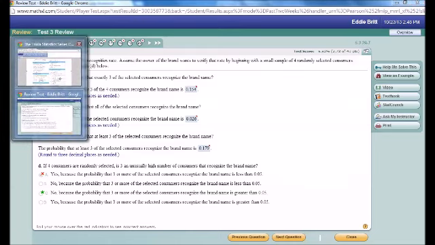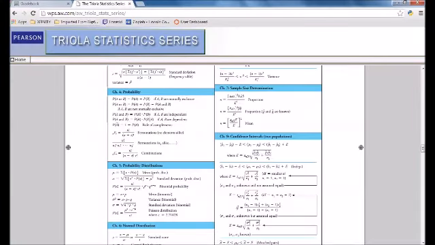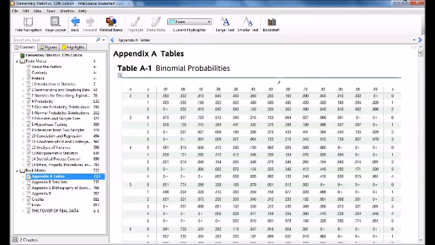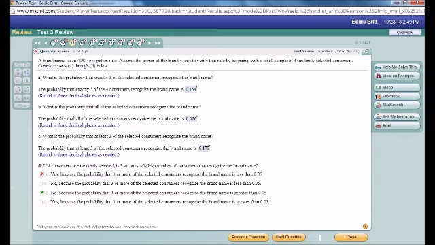So if we go back to our table, all right, so we said that our N was 4, our X, we wanted exactly 3, so go over to the random variable and go to 3, exactly 3, and the P was 0.4. So if you go over to 0.4, you can see it's 0.154. That's the probability of exactly 3, 0.154. You see the answer right there?